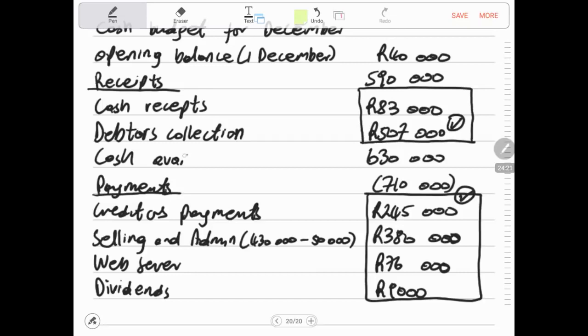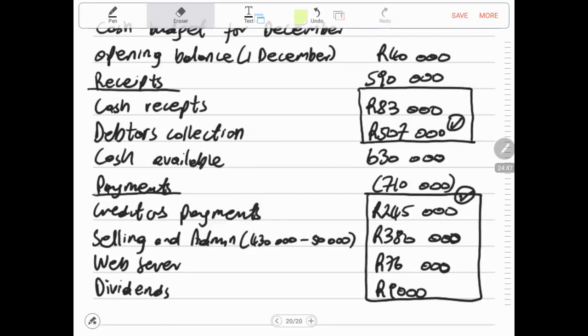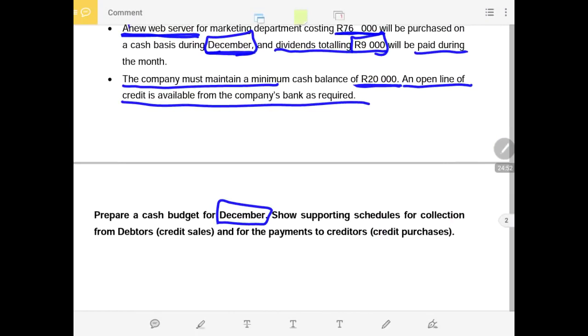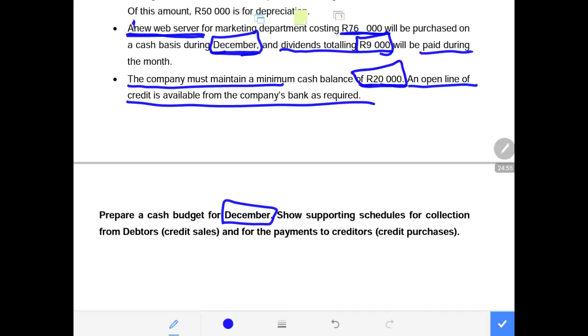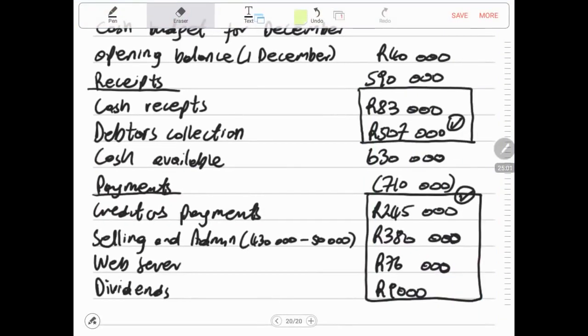If we look at this 630,000 rands, this is cash available. What is available is 630, and what we want to pay is 710. We can see that the difference is going to be negative because our payments are more than our cash available in the bank. We discovered that the difference between the two is a negative 80,000 rands, meaning an unfavorable bank balance. Remember, the company wants to maintain cash in the bank at a minimum of 20,000 rands, not anything less than that. They always want to make sure that they don't have cash less than 20,000 rands in the bank.